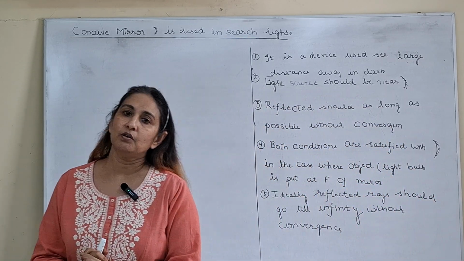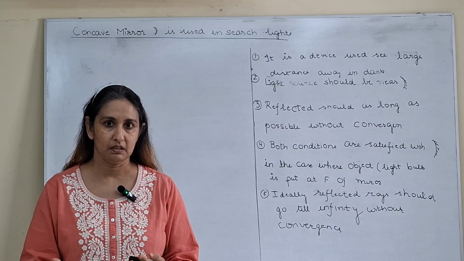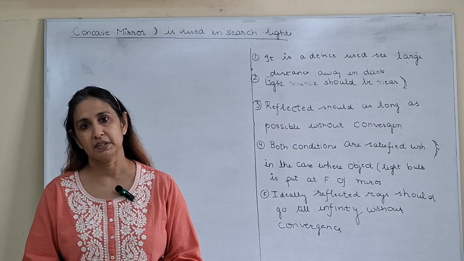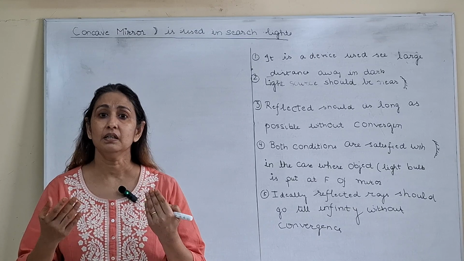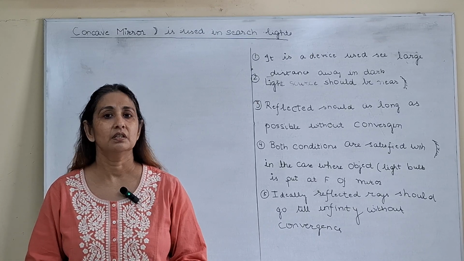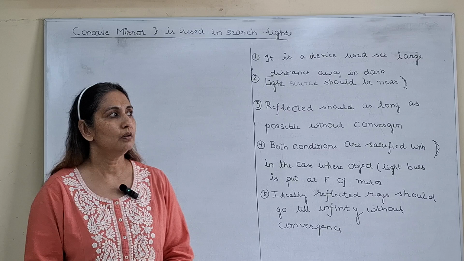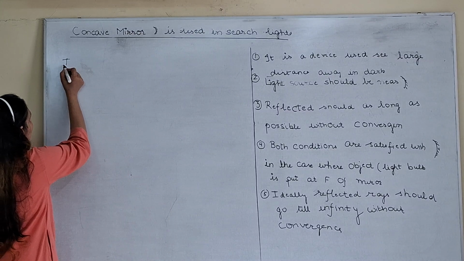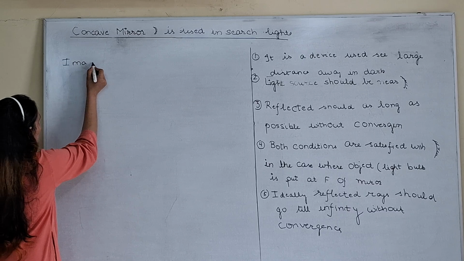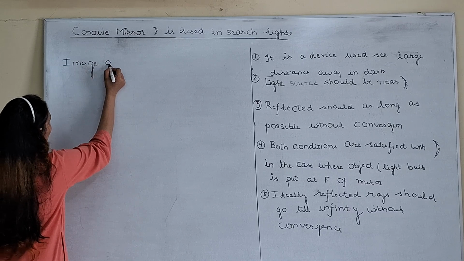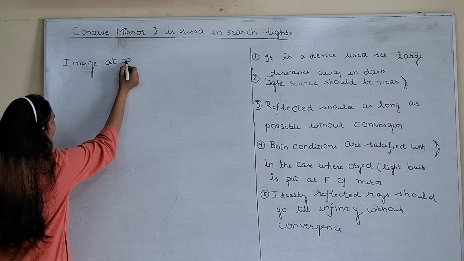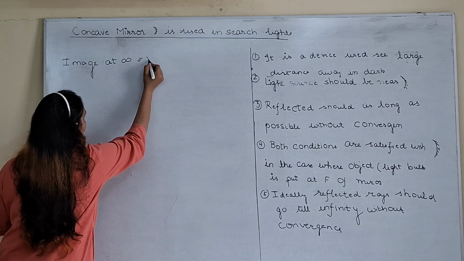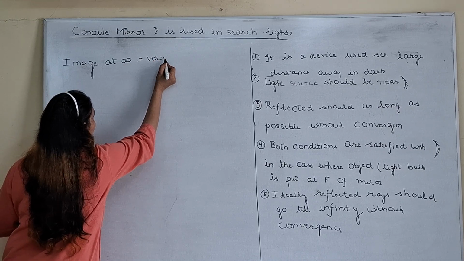दूर जाने का मतलब क्या होता है इन टर्म्स ऑफ रेस? दूर जाने का मतलब होता है, बहुत दूर जाने का मतलब होता है infinity. Image is at infinity. Okay, so this is a fact. Image should be at infinity. That means it will go very far. Fine.